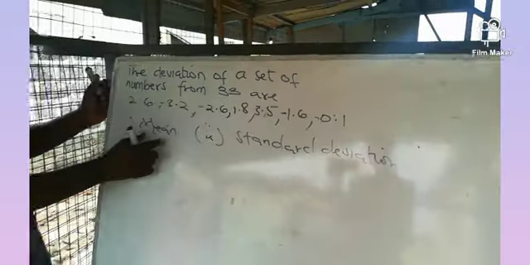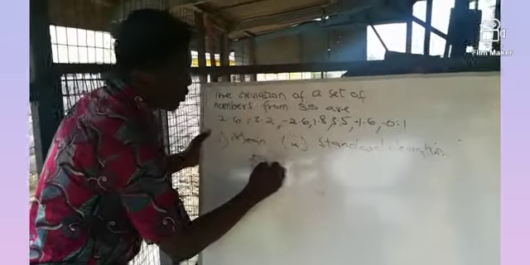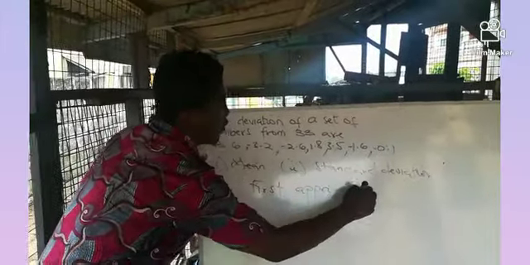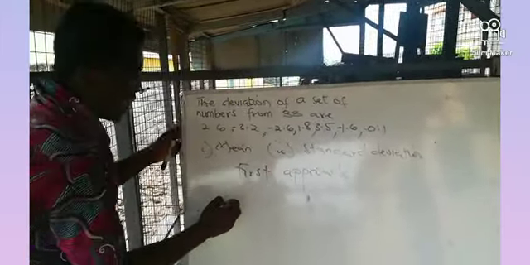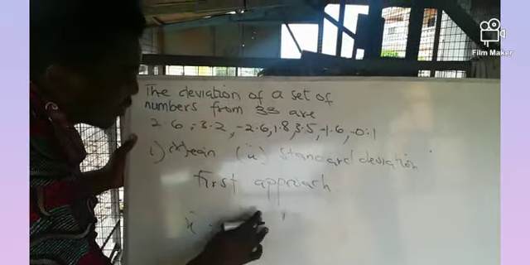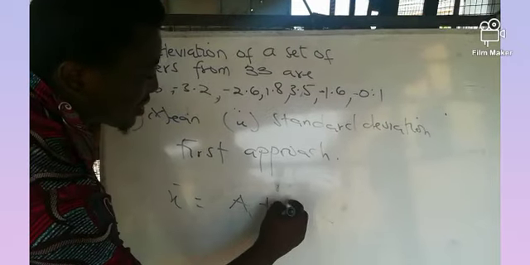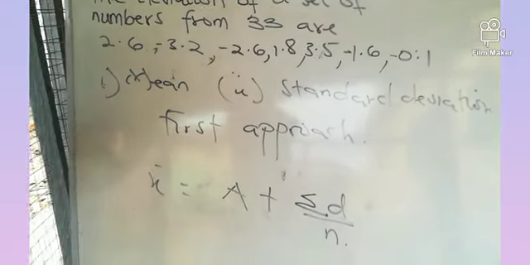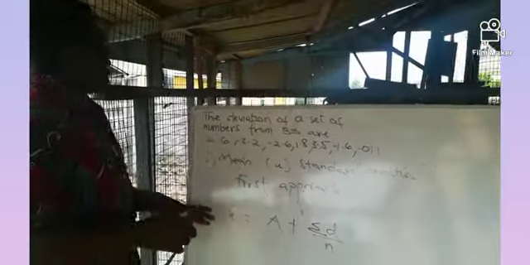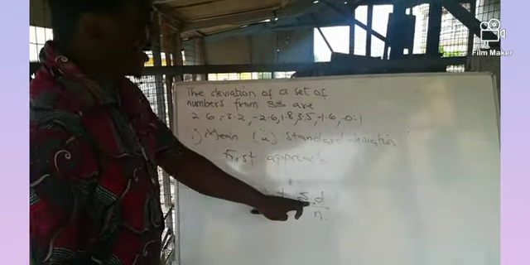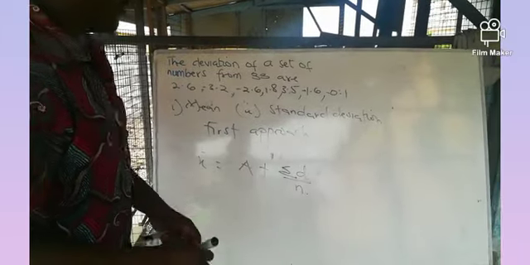So if we want the mean, for the first approach for calculating the mean, we have a formula. So the mean is equal to a plus summation of the deviation divided by n. That's the first approach in calculating the mean. It is the assumed mean plus the summation of the deviation over n.